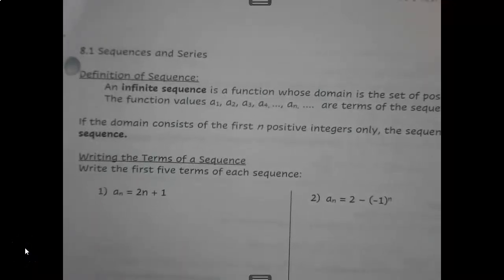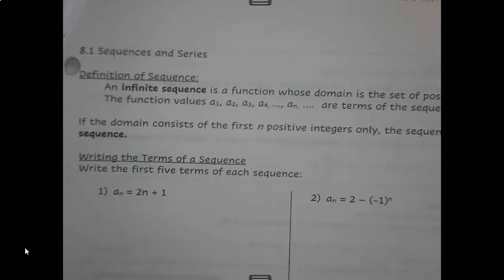Well, we're going to talk about sequences and series for a couple of weeks right now. We're going to start off with a little bit of information and some thinking about it. So the definition of a sequence: an infinite sequence is a function whose domain is the set of positive integers, and the function values a sub 1, a sub 2, a sub 3, etc. are terms of the sequence.